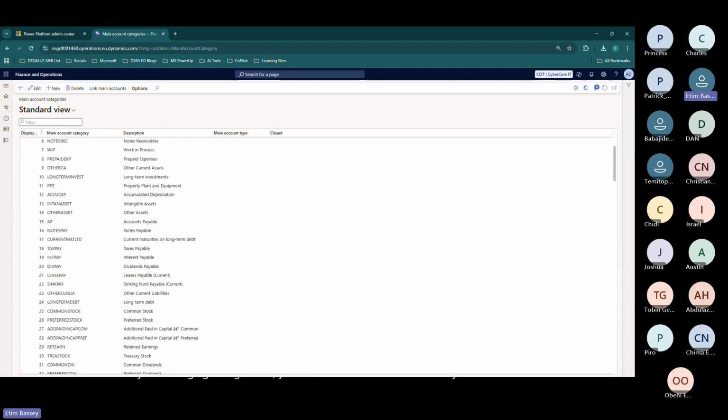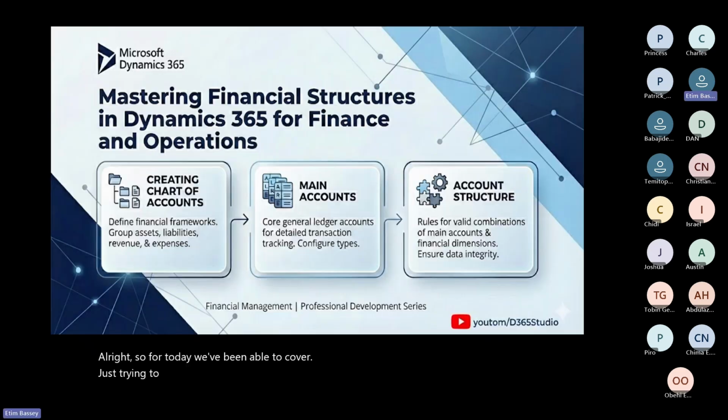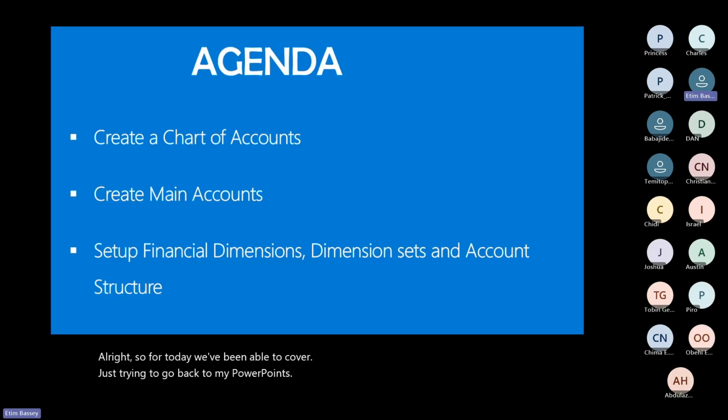All right. So for today, we've been able to cover, let's try to go back to my PowerPoint. So today we've been able to cover what the chart of account is, what a main account is, and how to create financial dimensions. We've been able to explain a bit into dimension sets. We're missing account structure, so we'll take that up in our next episode.